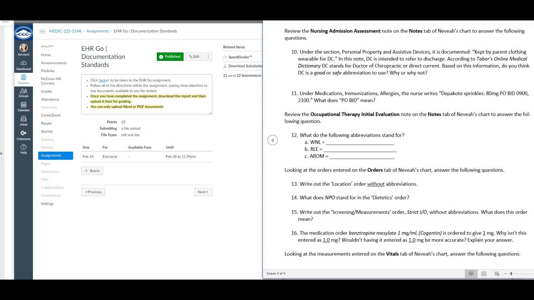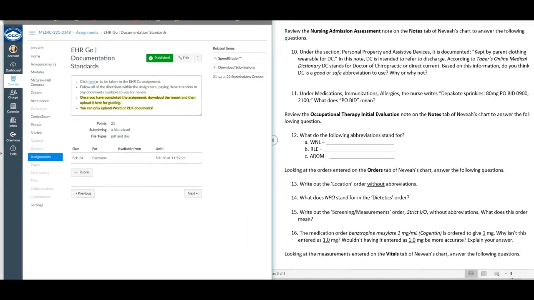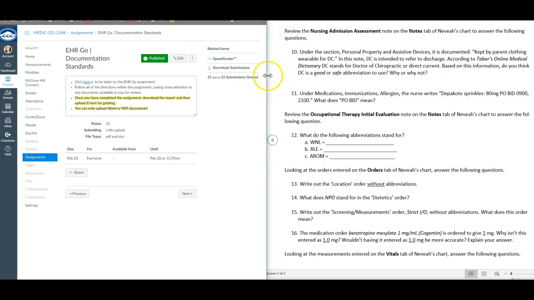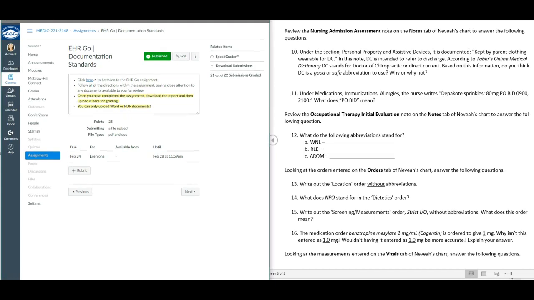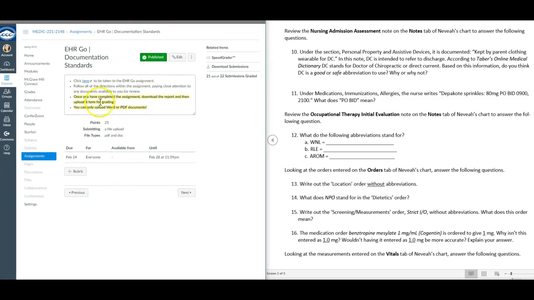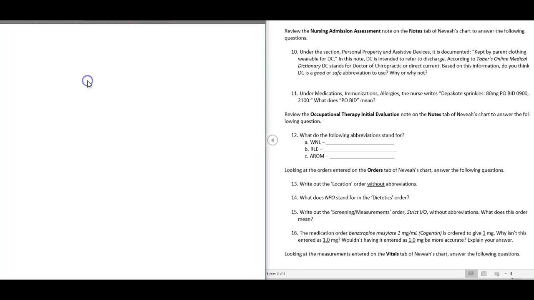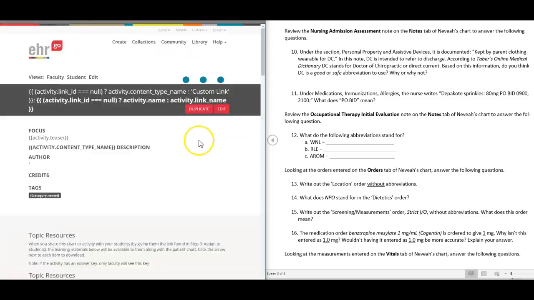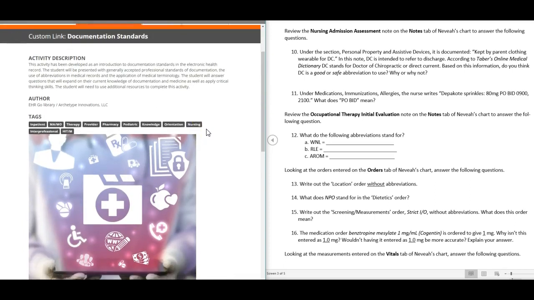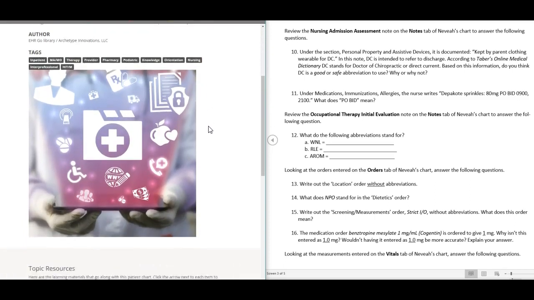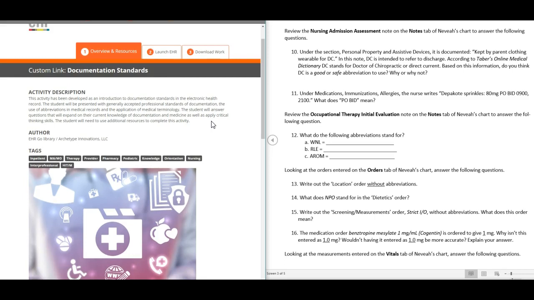Hey guys, so this is the walkthrough for the EHR Go documentation standard assignment. Same thing as the last few videos, we're going to walk through how to do this assignment. So from Canvas, you click out to the EHR Go assignment, and you are linked into the EHR Go platform. And as usual, you start with step one of 1, 2, 3.